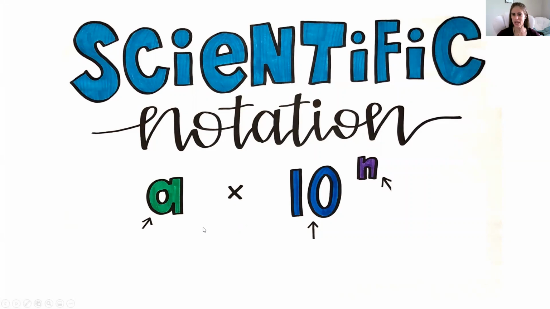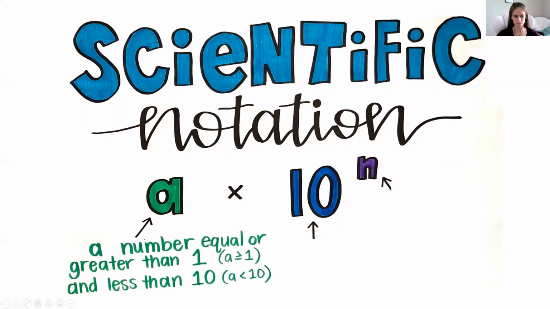Okay, right here we have a general example of what scientific notation is: A times 10 to the nth power. Because it's just the general template, we used variables. But let's talk about what each one of these pieces mean. The A is what represents a number. Now, in order for it to be written in proper scientific notation, that number needs to be equal to or greater than 1, but less than 10. So it has to fall between 1 and 10.